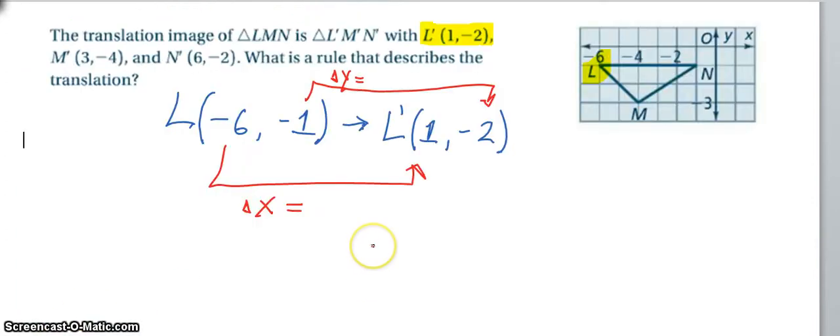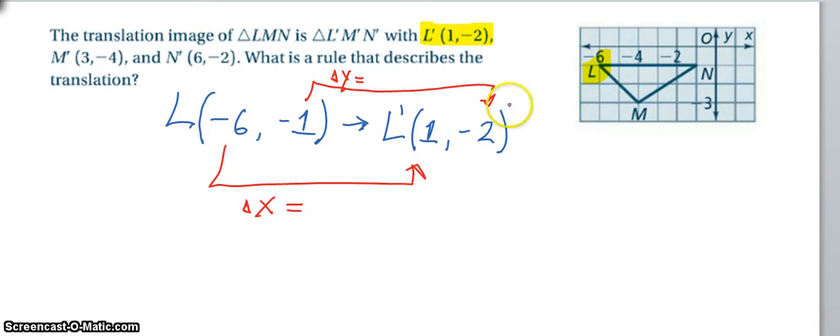One really beneficial thing about translations is that we know it does the same thing to every single point. So I can just look at one point to be able to write the translation rule. So we look at where the original point L is, since we see it on the coordinate grid over here.